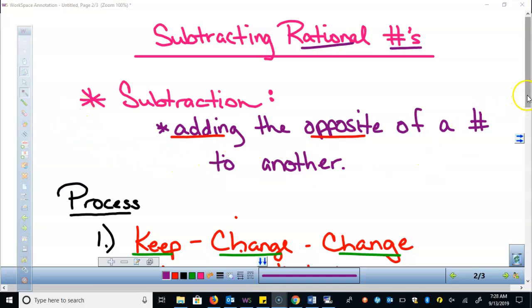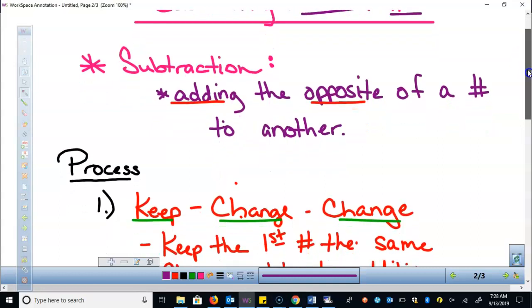In this video, we're going to go over subtracting rational numbers. In our previous video, we discussed how to subtract integers. The great news here is it's pretty much the same thing because that definition of subtraction remains the same. Subtraction in itself is simply adding the opposite of one number to another.